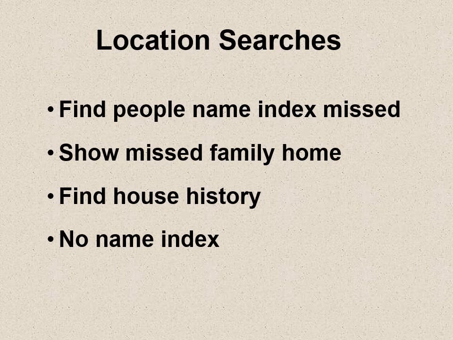Location searches are really neat, even if there is no name index, or even if there is a name index, because you can find people that name indexes missed because of mistranscription. You can show a missed family residence. Once you get to the right enumeration district, you think, hey, that residence should be there. You can follow the enumerator as they walk down the block. You can see the numbers, and you can find out if that residence was really missed. In that way, at least you won't keep looking. If you didn't know that, you might be looking forever for different name variations.